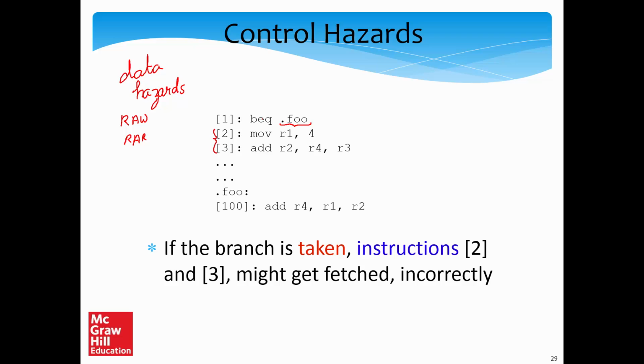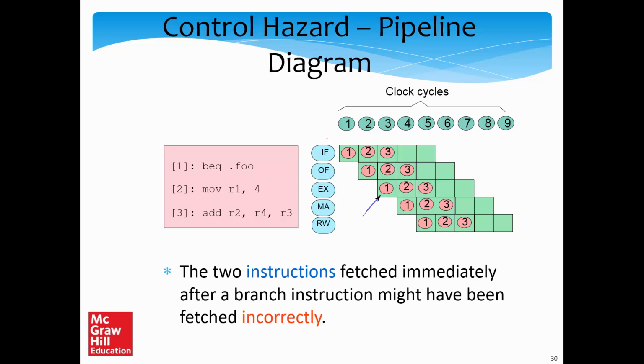So what will happen if the branch is taken? If the branch is taken, then the control should immediately jump to this point, and these 2 instructions should not be fetched or executed. But what we see in this diagram, the pipeline diagram of a control hazard, let's take a look at this in some detail.